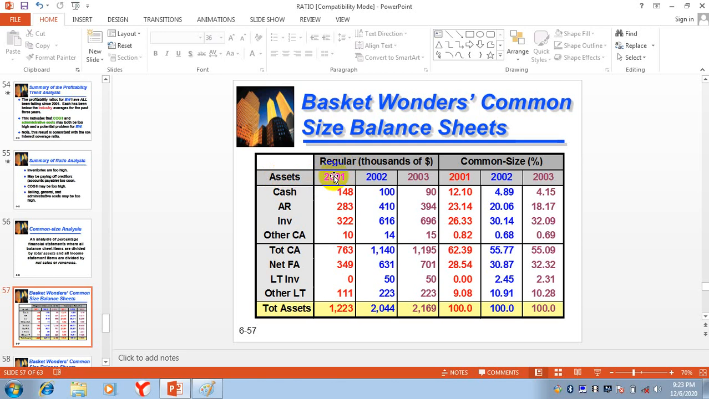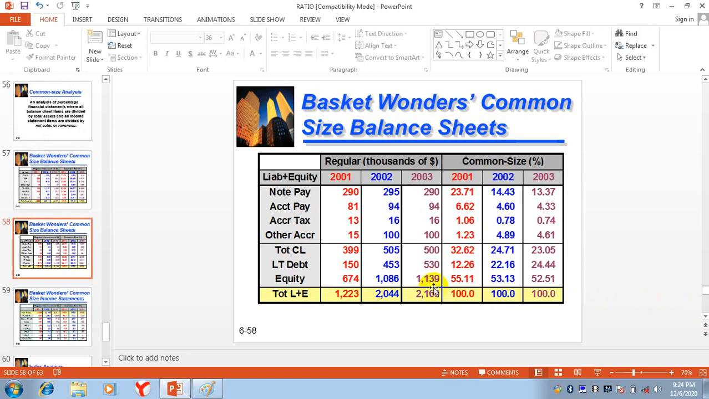This data will be given to you. 2001, 2002, 2003. This is the balance sheet. This is the asset side. Sorry, this is the total balance sheet. So these are assets. Yes, this is the asset side. This is the liability plus equity side.